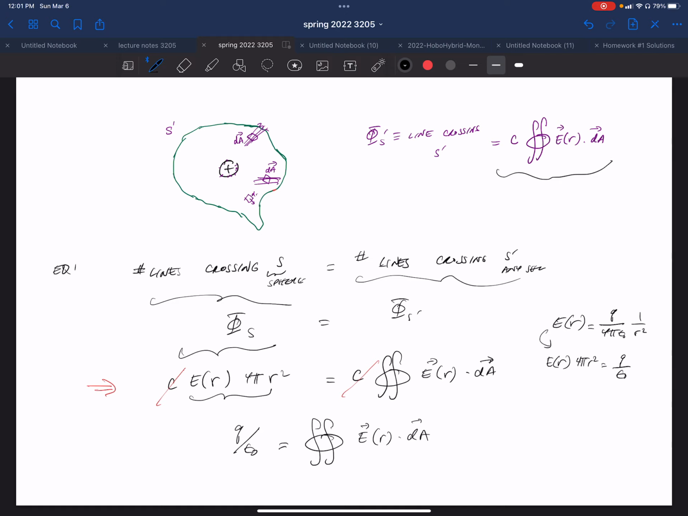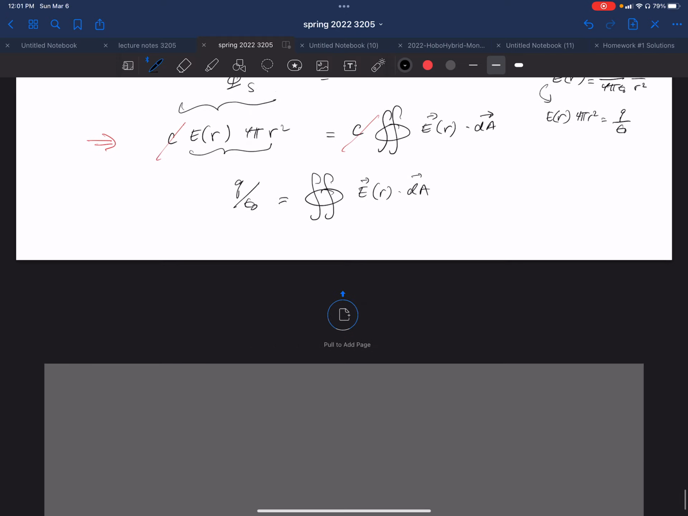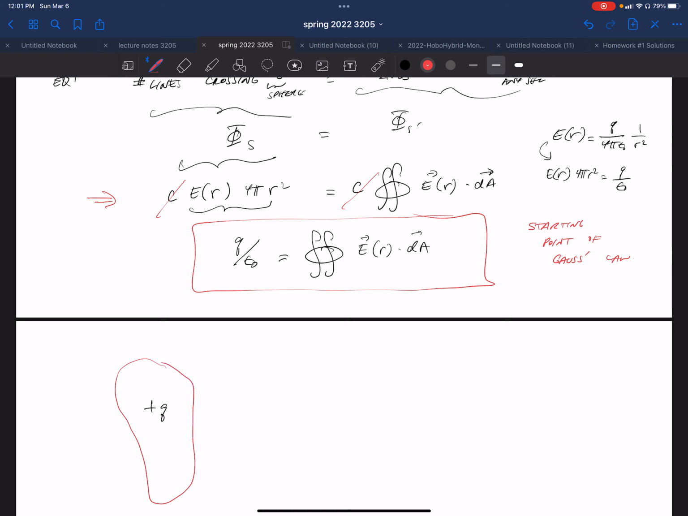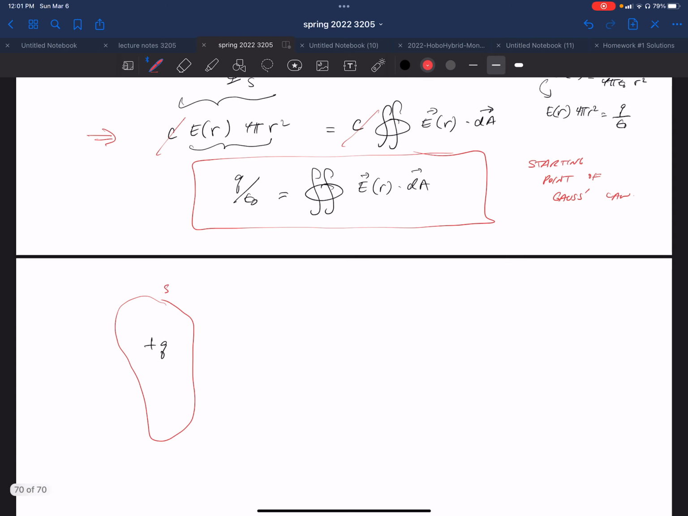Okay, so this is kind of like the starting point of Gauss's law. Basically what we're saying, just to draw it another way, is that if you had a charge, you could surround that charge with any shaped surface. I'm going to stop calling this funky shaped surface S prime. I'm just going to call it S.